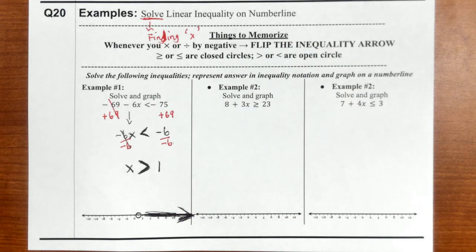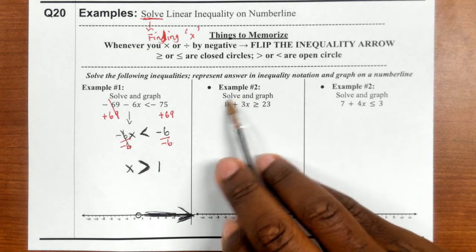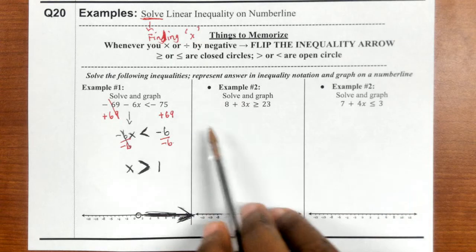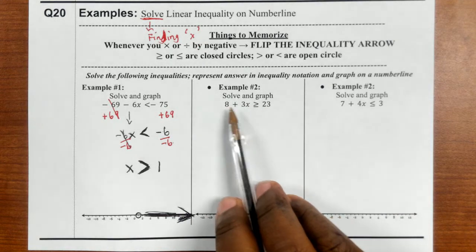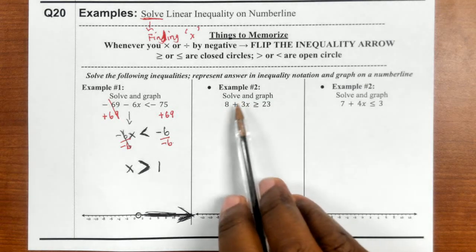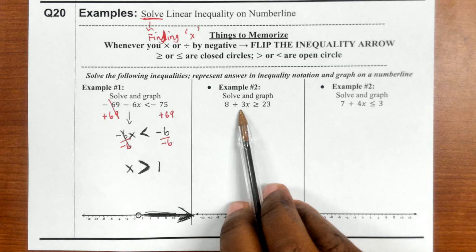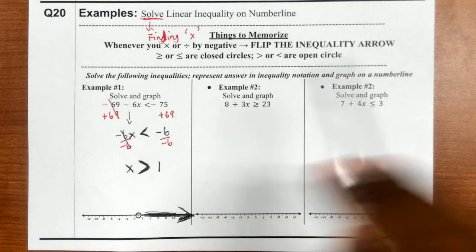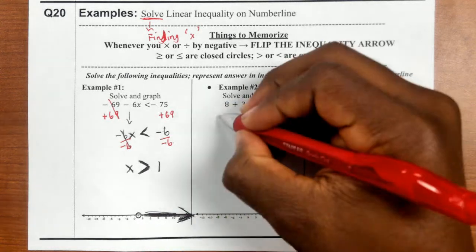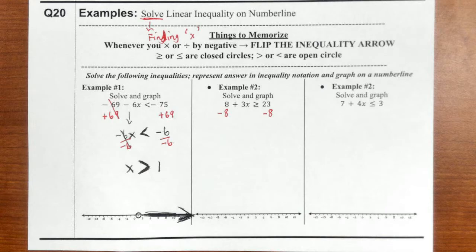Okay, let's do the next question. Again, it says to solve and graph. Solve means that I'm finding x. So the aim is to move all the variables, or all the x's, to the left and all the constants, all the numbers that don't have x's, to the right. All the variables are to the left, but this constant needs to move to the right. How do I move the positive 8 to the other side? Yep, subtract 8. So I do the same thing on the other side.